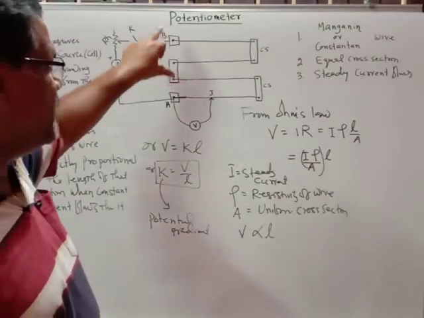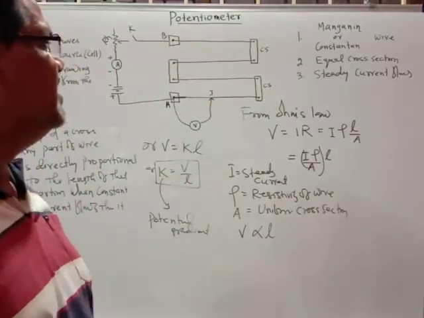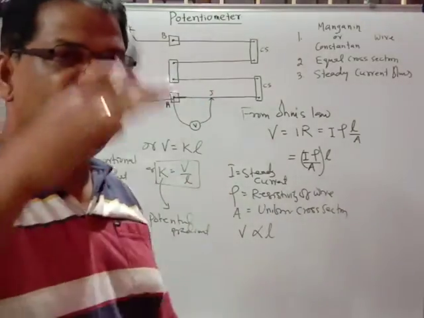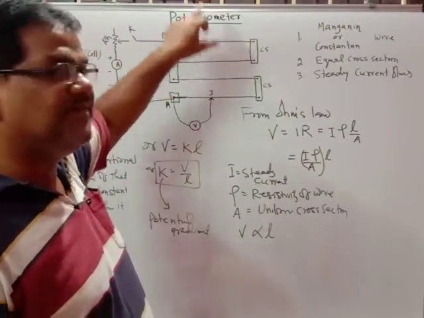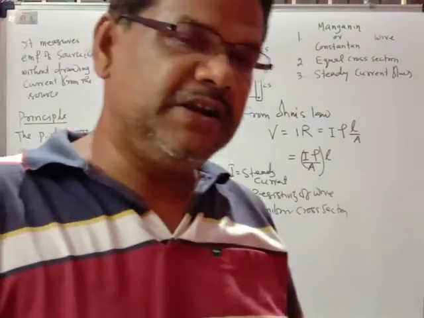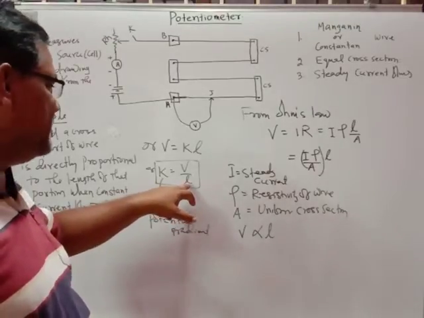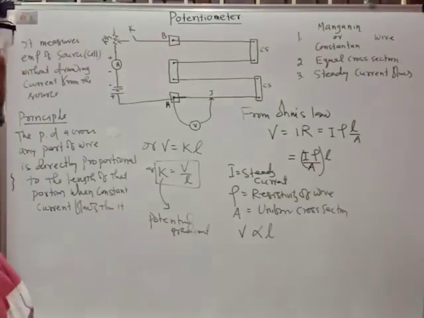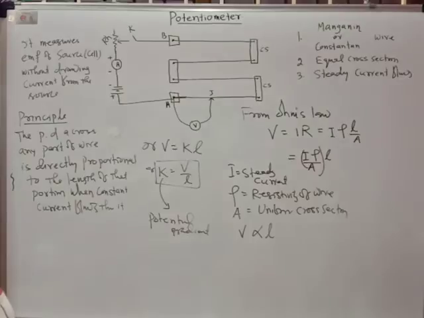A better potentiometer is one that has more wires, even 10 pieces: 1 piece, 2 pieces, 3, 4, up to 10 pieces. If you use such a potentiometer, it will be more sensitive. For a sensitive potentiometer, L must be longer, so you can use a lengthy wire to get a more sensitive potentiometer.